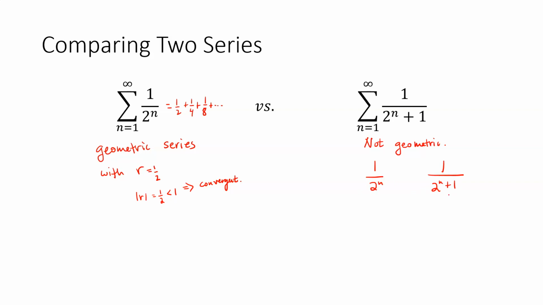And what I notice is that because 1 over 2 to the n has a smaller denominator than 1 over 2 to the n plus 1, the overall value when I divide will be bigger. So the one that has the bigger value in the denominator will be smaller overall. So what we see is that the terms of the series 1 over 2 to the n plus 1 are smaller than the terms of the series 1 over 2 to the n. Therefore, we can say that the sum of 1 over 2 to the n is going to be bigger than the sum of 1 over 2 to the n plus 1.